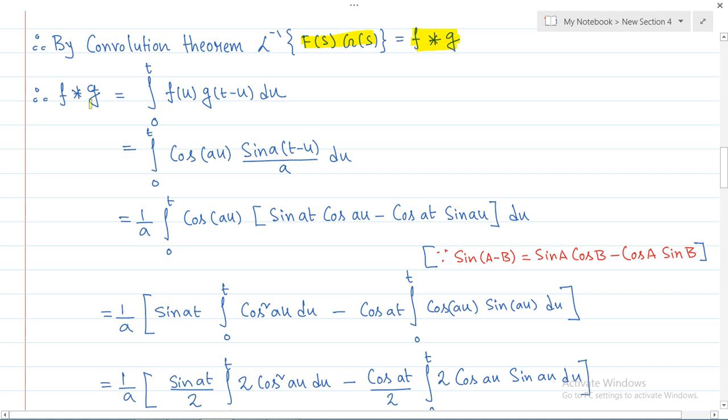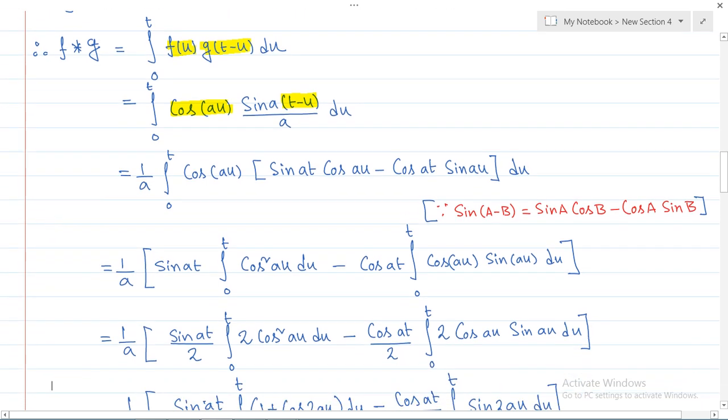So let us calculate the convolution now. f star g is the integral from 0 to t of f(u) g(t minus u) du. Since f(t) is our cos at, we write cos au, replacing t by u. And g(t minus u), since our g(t) is sin at upon a, in place of t we write sin of a into (t minus u) divided by a, du. Now we have to break this sin of a into (t minus u) part.